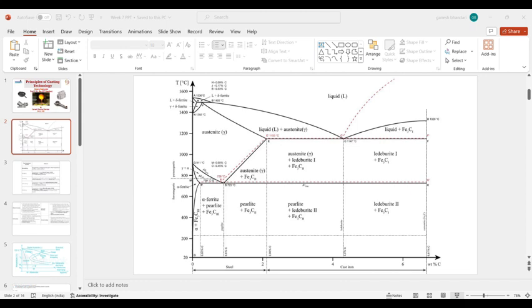So we are missing this nose, and what we will get is a new phase which is called martensite. Okay, so that is also a metastable phase. So here we can see the martensitic start temperature and the martensitic finish temperature. When we talk about eutectoid steel, this martensitic start temperature is at around 200 degrees Celsius and the martensitic finish temperature is at around 50 degrees Celsius.